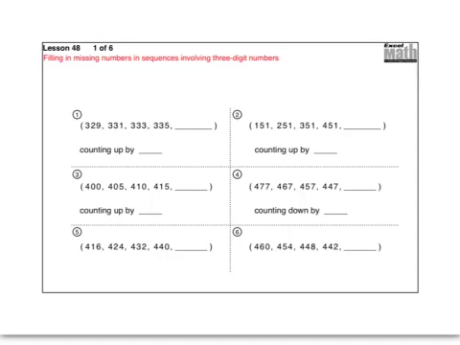But let's take a look at our math right now. We start with number 1. It says 329, 331, 333, 335, and then we have a missing number. Every single one of these is 300 and something. So I'm going to focus on those last two digits: 29, 31, 33, 35, and I'm noticing that each one is going up by 2. So I write a 2 in here.